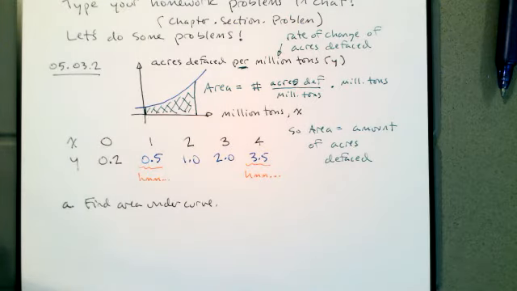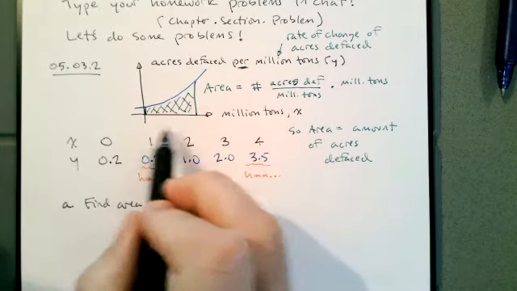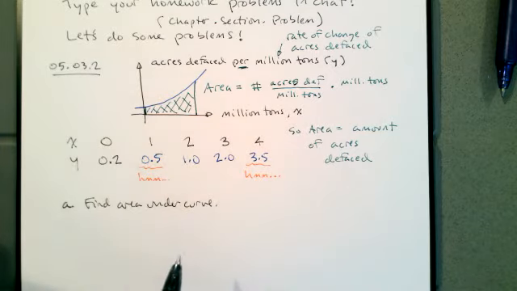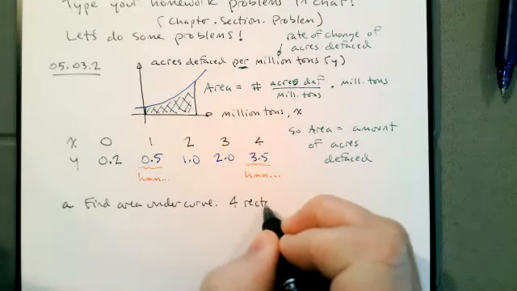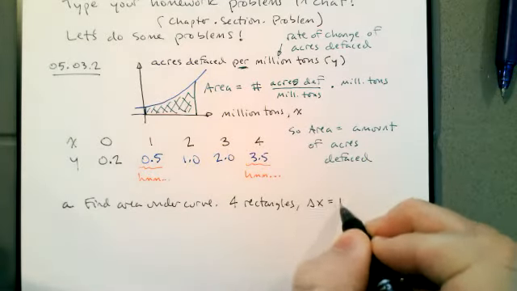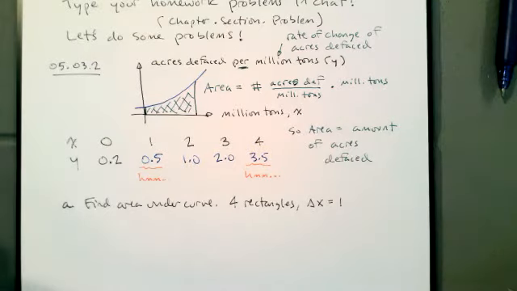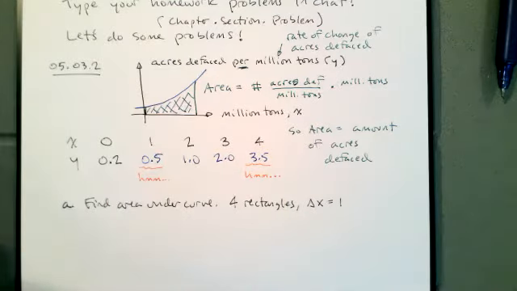So you could do 4 rectangles. We have 4 rectangles, 1, 2, 3, 4. It looks like our delta x is going to be 1, and our delta x is going to be 1 million tons. So I could use the left endpoints, and since the function is increasing, that will be an underestimate.